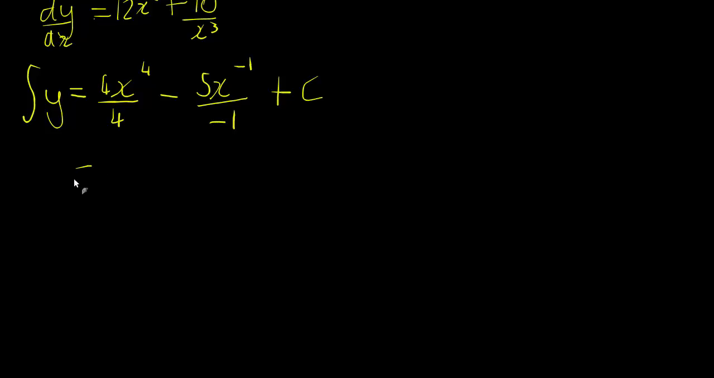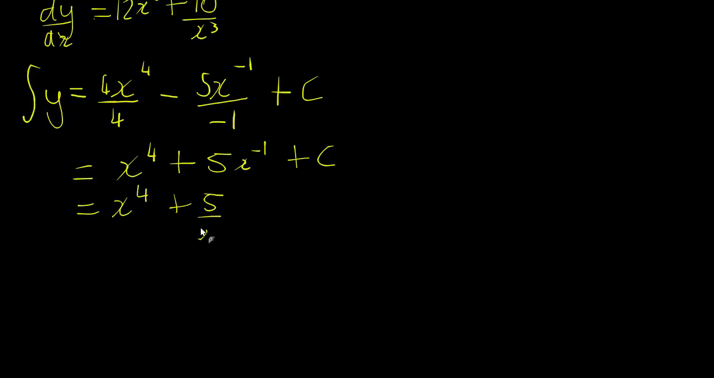So if we simplify that, that would give us x to the power of 4. If we do minus 5x to the minus 1 divided by minus 1, that's going to be the same as plus 5x to the minus 1 plus c. And just like we did with part A, we could write it back as a fraction again as 5 over x plus c, like that. And there we go, 6 marks.